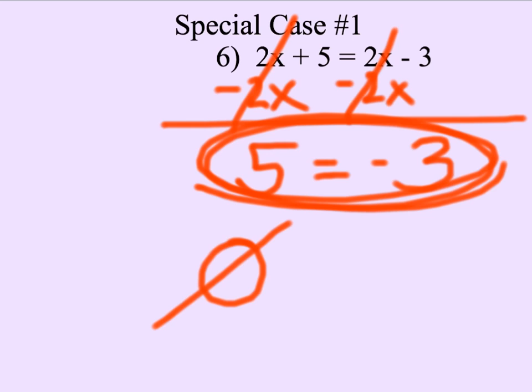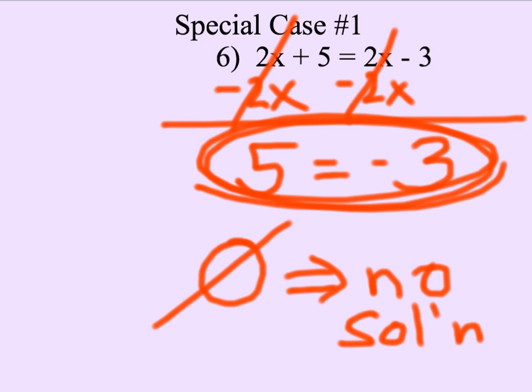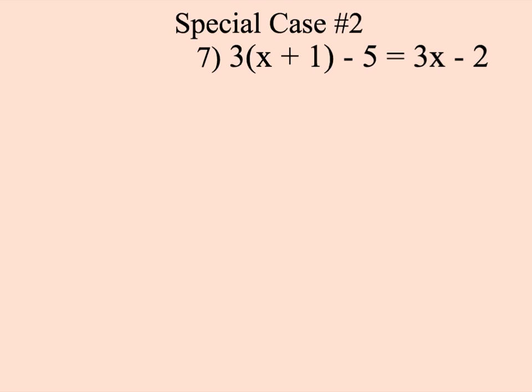Special case number 1 is where there's no solution and we write empty set as a quick way to show that there's no solution. The next special case I'm going to do for you here is kind of the reverse of that. So let's go ahead and solve this and see what we get.